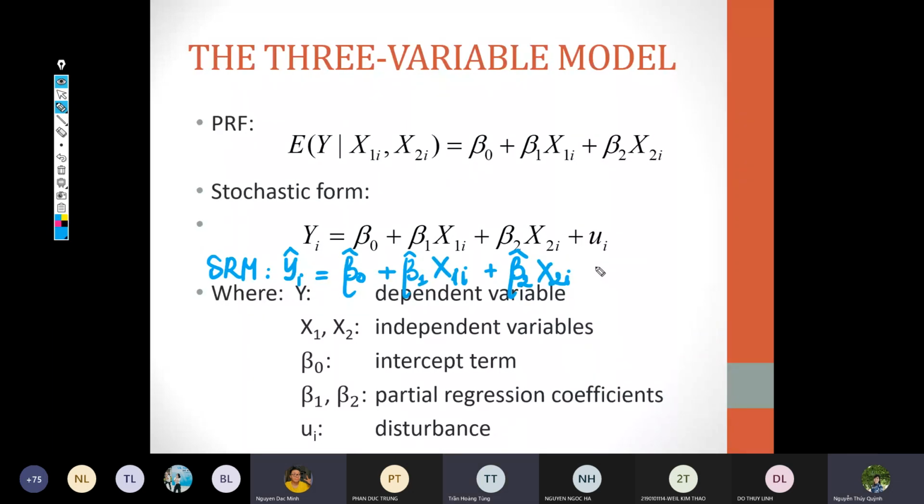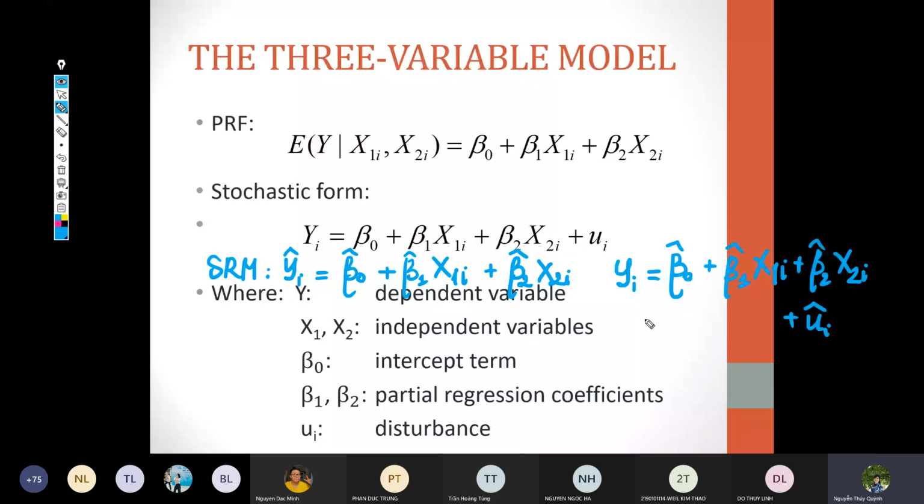And that is the sample regression function. And we also have the stochastic form of the sample regression model. It is yi equal to beta 0 hat plus beta 1 hat x1i plus beta 2 hat x2i and plus ui hat. That is the stochastic form of the sample regression model, right?